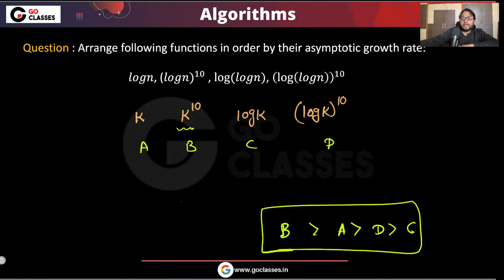Okay. So here I assume that log n is k, or in other words you can assume n equals 2 power k, but directly you can assume that log n is k. Okay, it is better because multiple log n's are coming. You can assume that log n is k.